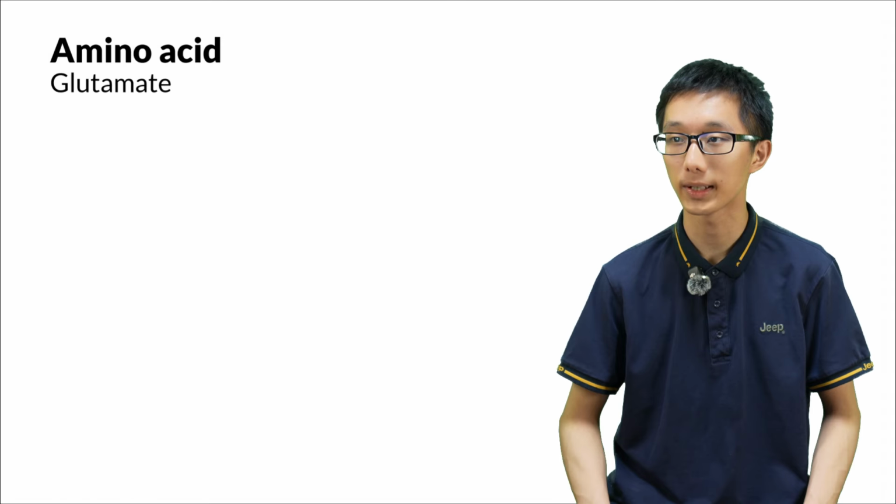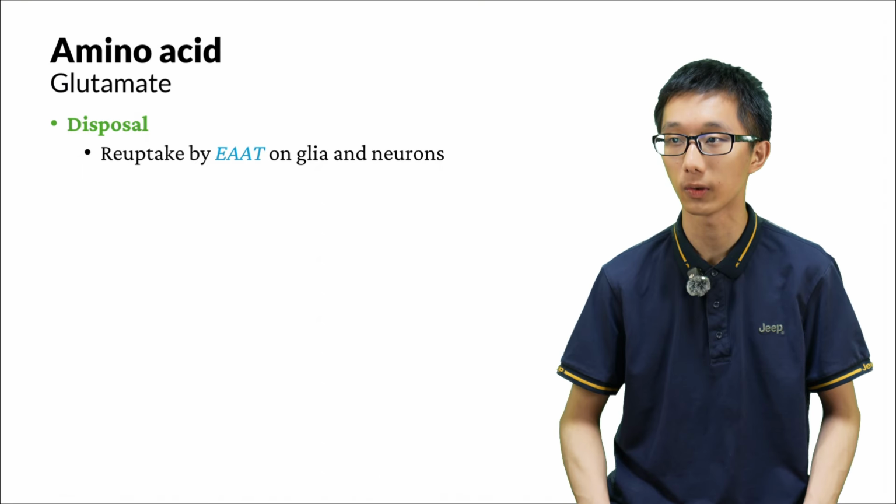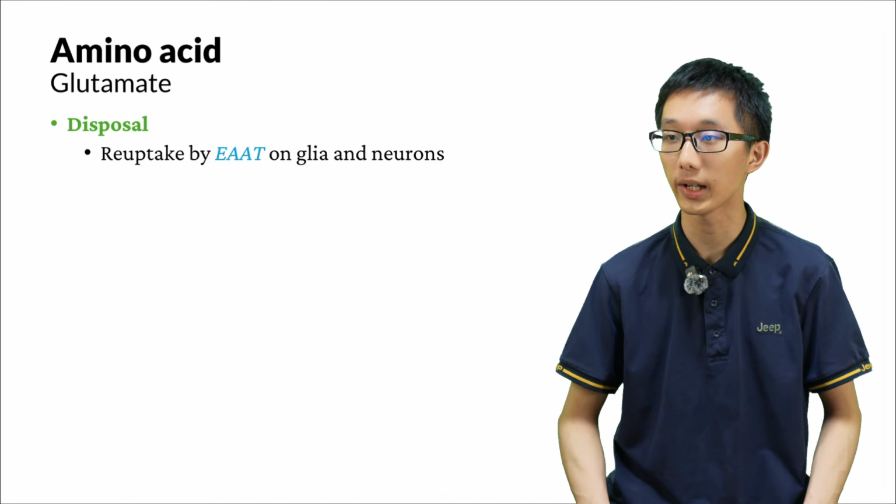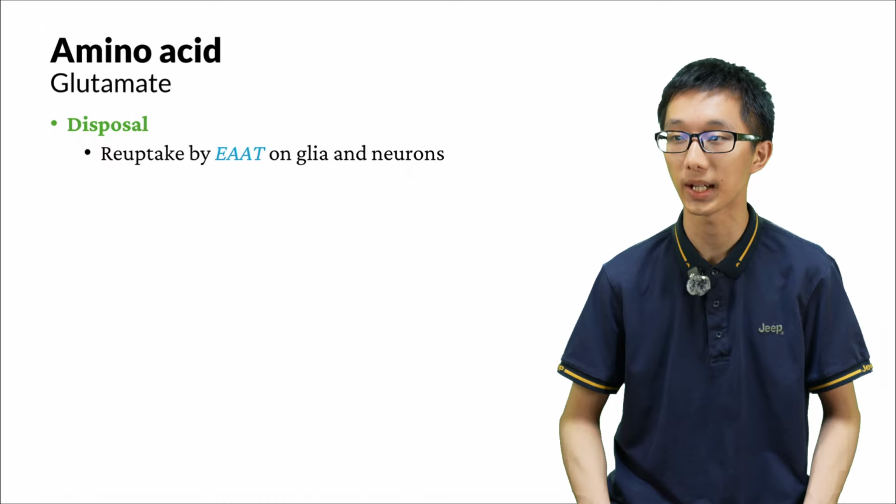Let's return to the properties of glutamate itself. Its disposal is reuptake by EAAT on glia and neurons. Yes, glia also has a part in recycling these glutamate molecules.